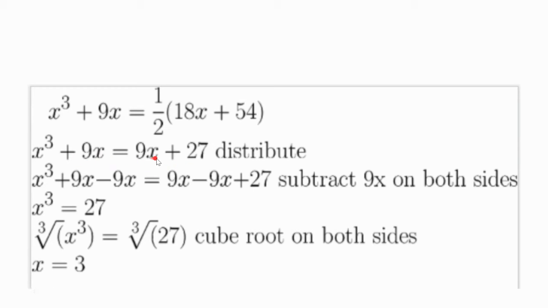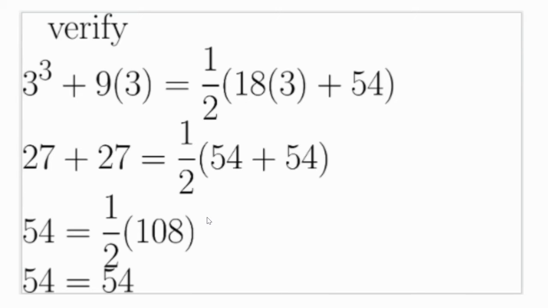Then I'm going to subtract 9x on both sides because I've got nothing to combine. So 9x minus 9x, 9x minus 9x, these all cancel out. So I end up with x cubed equals 27. Find the cube root of both sides. So the cube root of x cubed is just x, and the cube root of 27 is 3. I could use my calculator, or I can say 3 times 3 times 3 is 27. So it's the same basic stuff we're doing.